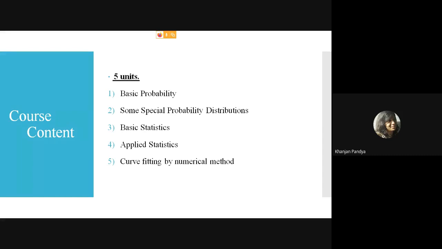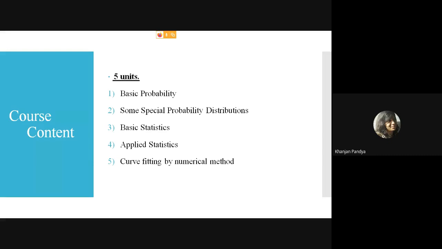Then number 4 is applied statistics. In applied statistics, we are going to learn formation of hypothesis, test of significance, and large sample test for single proportion, and so on. There are significance tests for two types of samples, small samples and big samples. In small samples, you'll be learning t-test, correlation coefficient, f-test, all the tests.